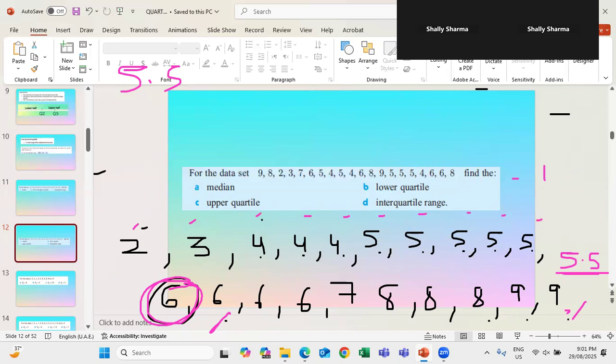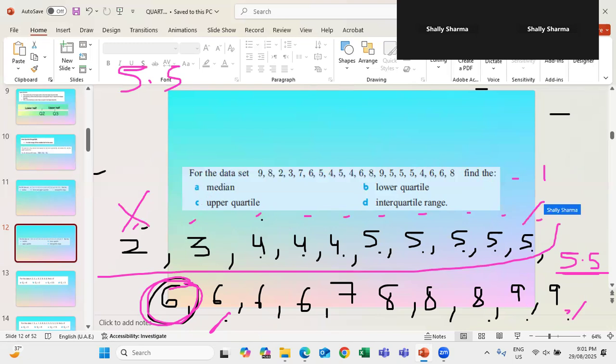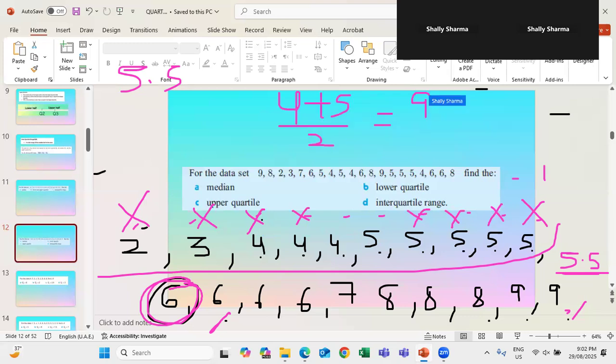These are the 10 values. So again, if you need to find the lower quartile, cancel one from the starting and one from the end. Keep going this way. Now you have only two values left at the end, 4 and 5. So you just do 4 plus 5 divided by 2. Don't cancel them. So it is 9 by 2, and you get 4.5.